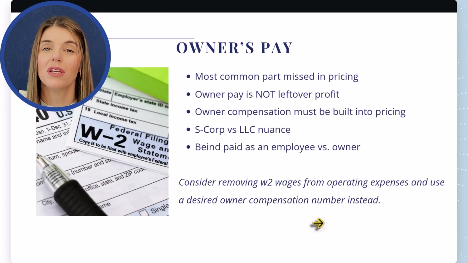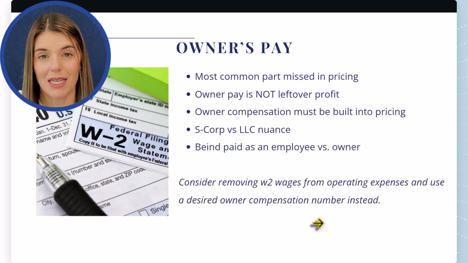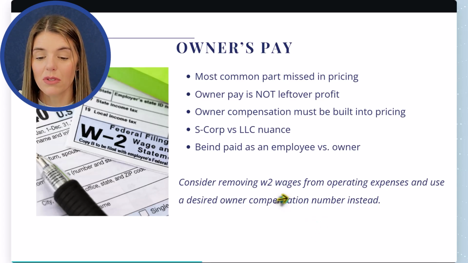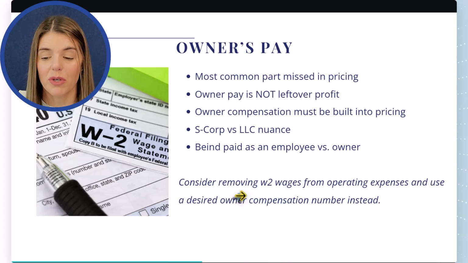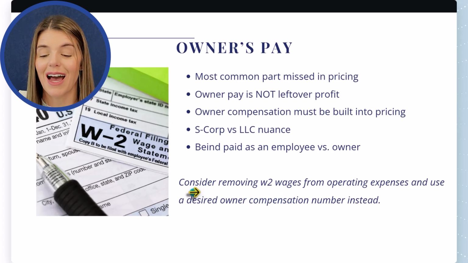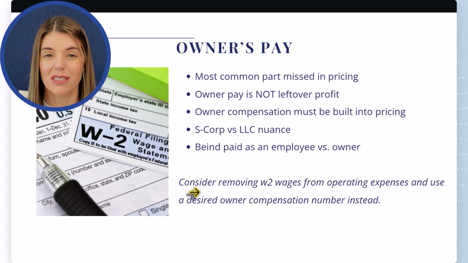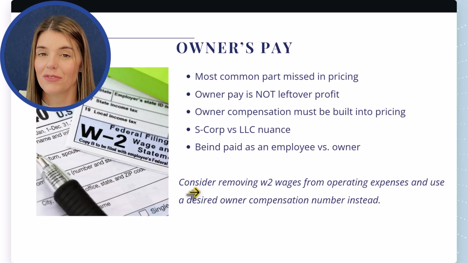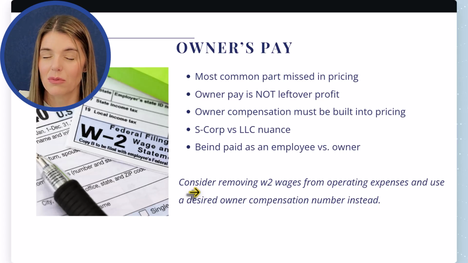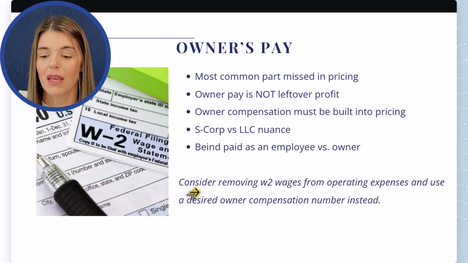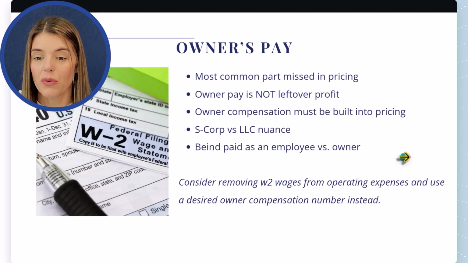If that is not enough, you need to think about what the owner truly needs. Okay, so I just put a little note down here. Consider removing W-2 wages from the operating expense and use a desired owner's compensation number instead of what it actually is, because oftentimes owners are not paying themselves what they really truly need. Okay, so all those things go into pricing.